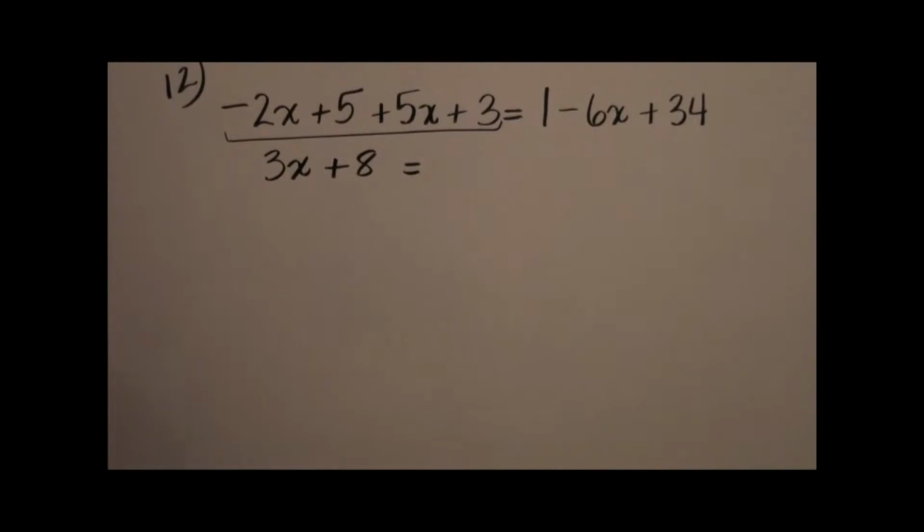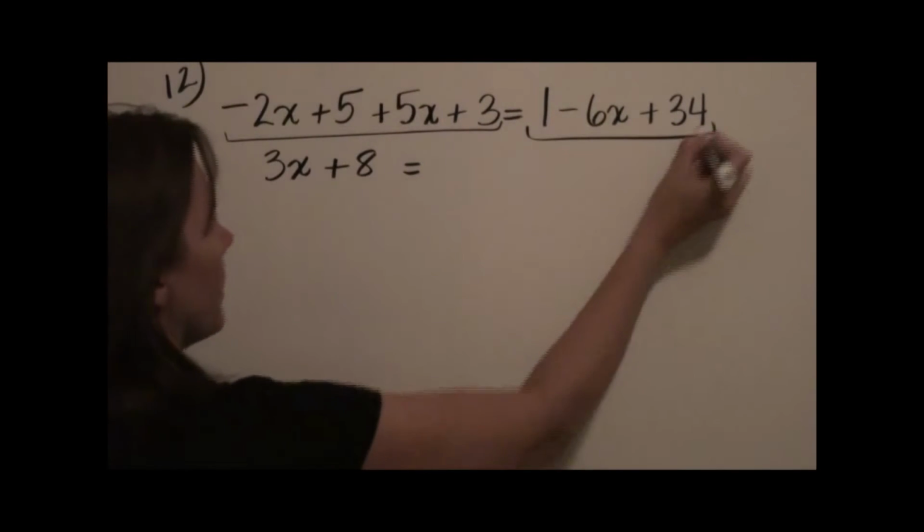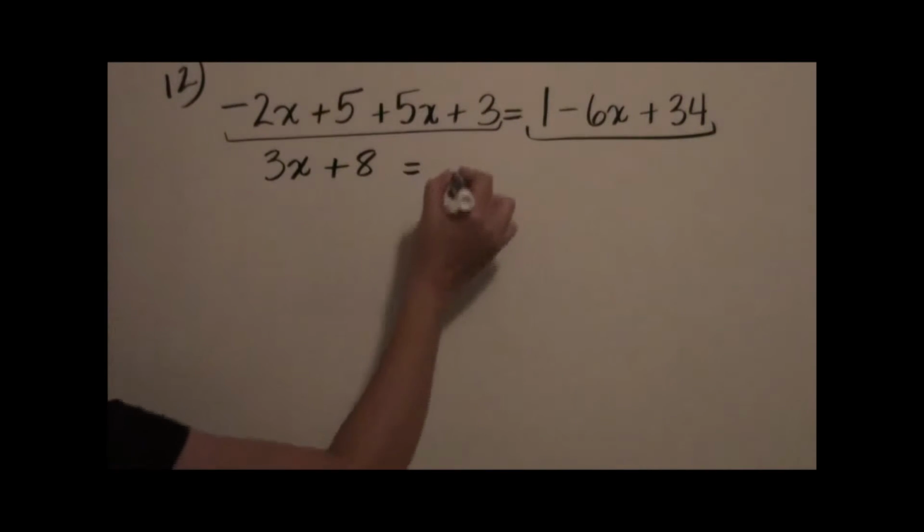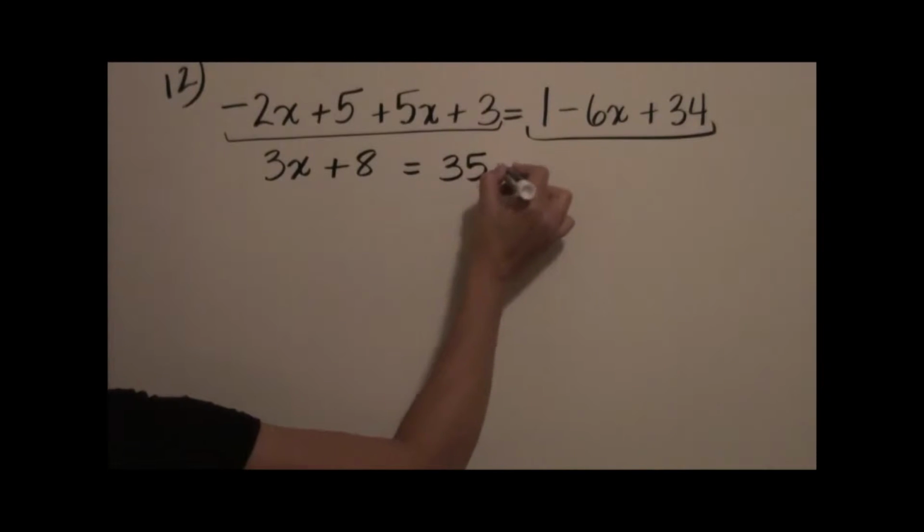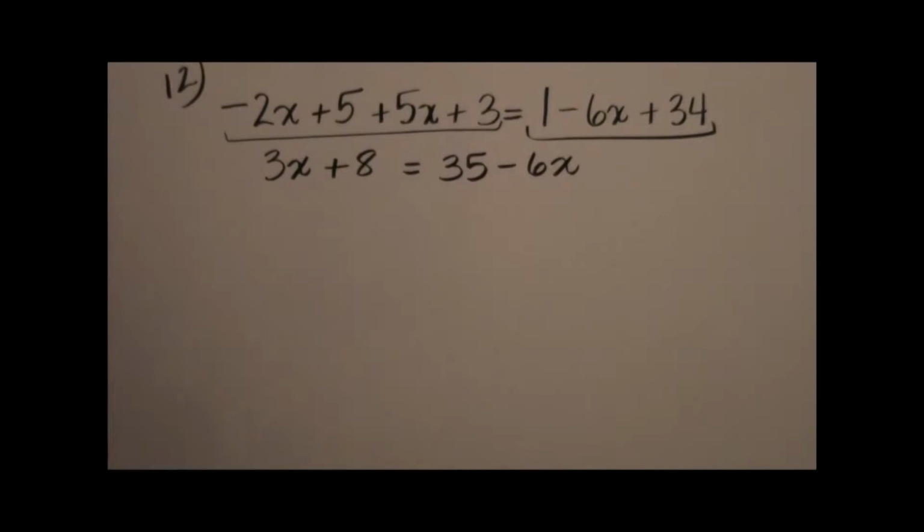On the right side of the equal sign, we have a 1 and a positive 34. So we write that as 35. We still have a minus 6x. So now, just by combining like terms on each side, we've simplified down to where we have one variable, one constant on each side. Hopefully you're starting to see the repetition in these steps now.